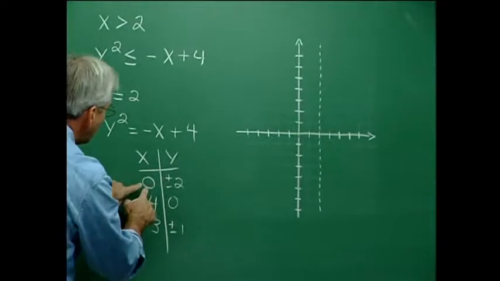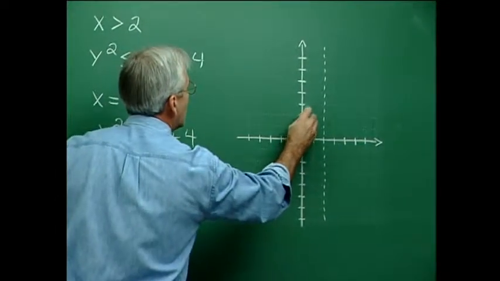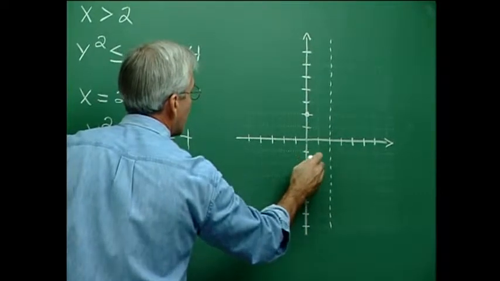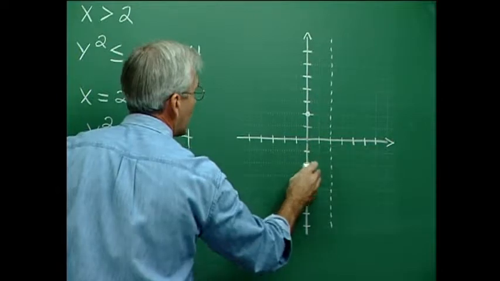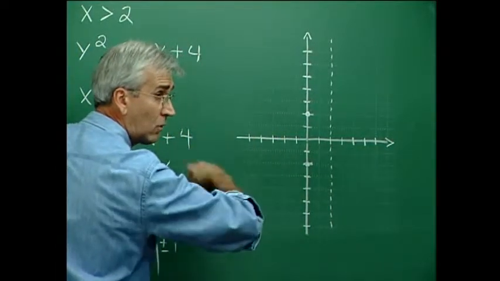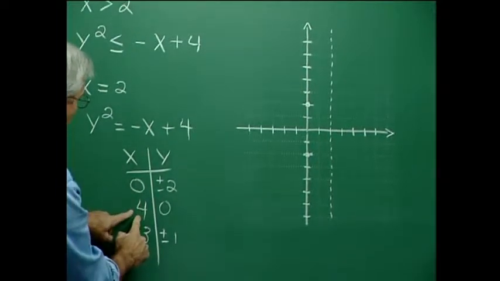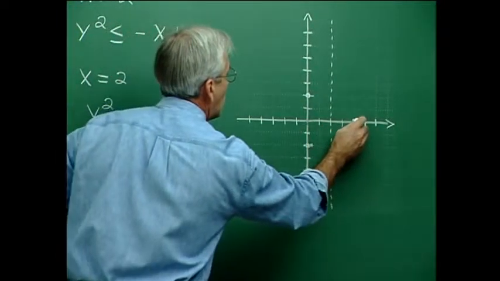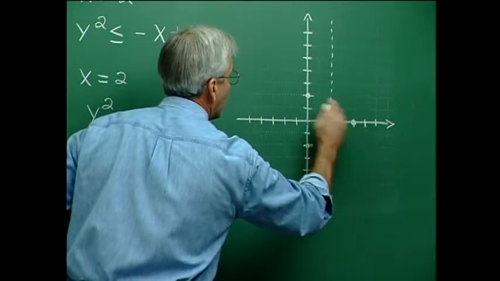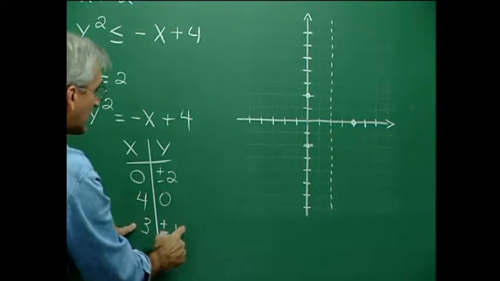Let's plot these points and see if it's enough to tell us about the nature of the graph. We have, let's see, 0 goes to plus or minus 2. Now, we probably know from experience that this is going to be a parabolic curve that opens left or right. And we're going to discover how it opens here right quick. If x is 4, y is 0. So we're going this way. All right, then if x is 3, y is plus or minus 1.